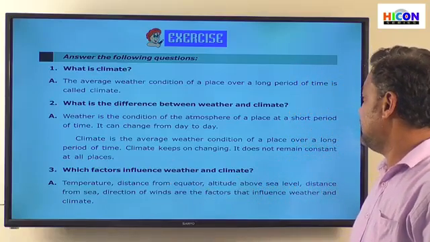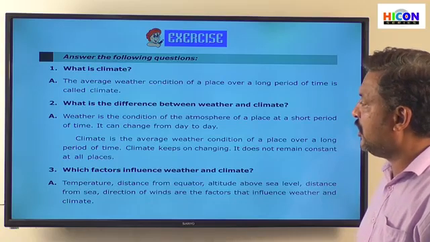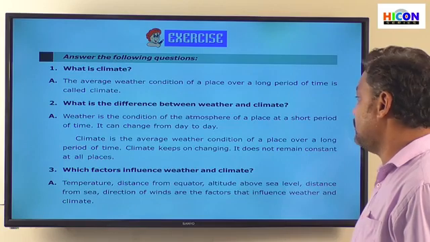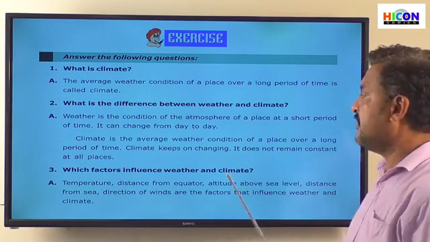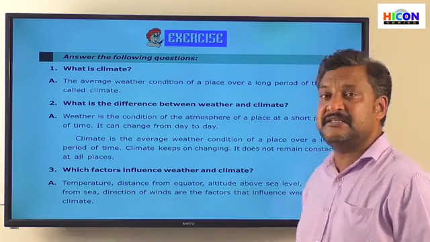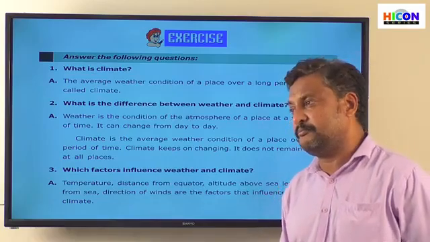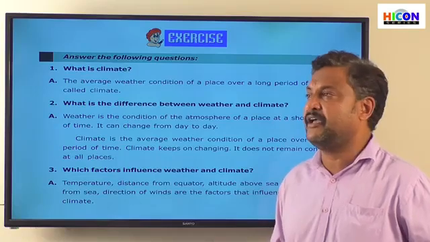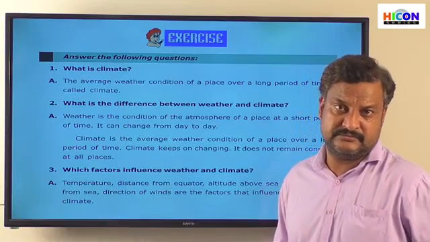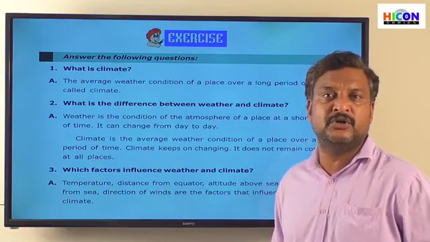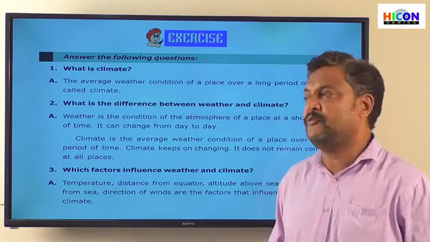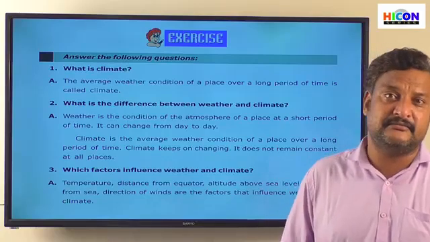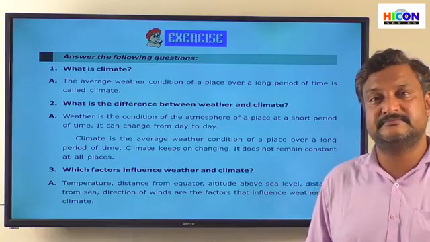Climate is the average weather condition of a place over a longer period of time. Climate keeps on changing. It does not remain constant at a place. But when it comes to climate, it's average weather conditions over a period of time. Say for 3 months, we say, okay, it will be very hot. And before the rainy season, after 3 months, we say, now it's going to change again. There are changes in the climate.